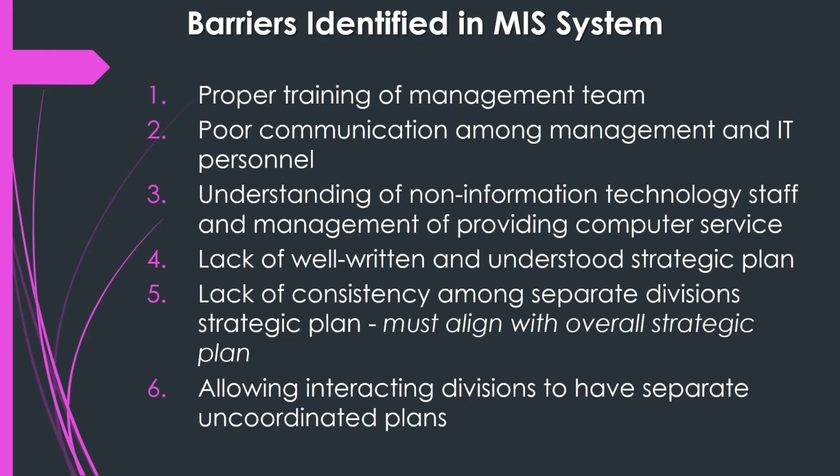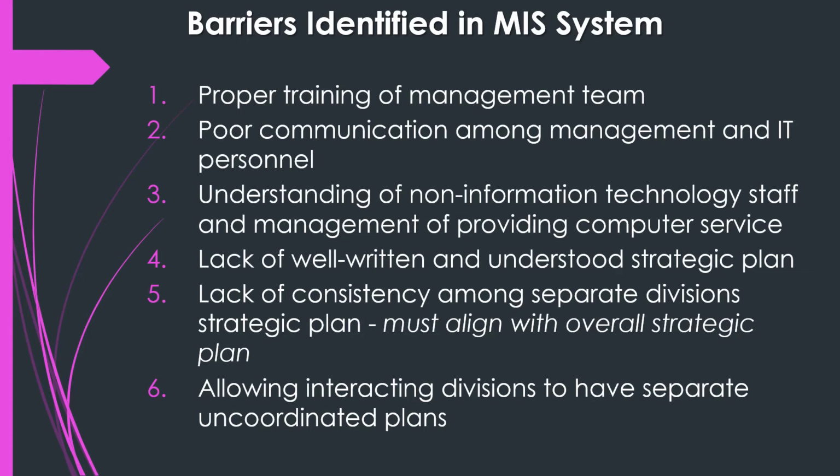Lack of a well-written and understood strategic plan. Really what we're looking for here is to improve our strategic plan so that all staff, including technology, understands how their role fits into goal attainment and outcome attainment. Lack of consistency among separate divisions in the strategic plan. So, again, we must all look at how we fit into the strategic plan. If we all work toward a common goal, we will have better strategy as far as policies, procedures, processes.